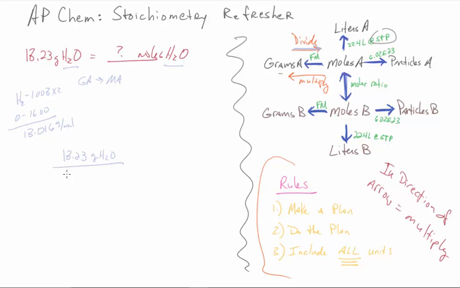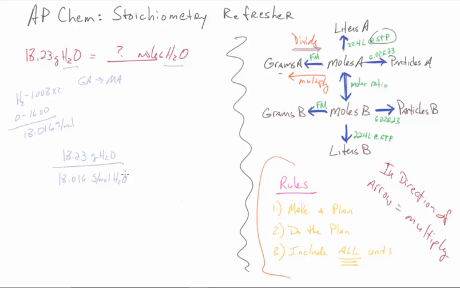I'm including all units everywhere. And then I'm going to be dividing that by 18.016 grams per mole of H2O. And again, guys, make sure you're putting the molecules everywhere where you're doing this. Otherwise, you are going to get yourself in trouble.